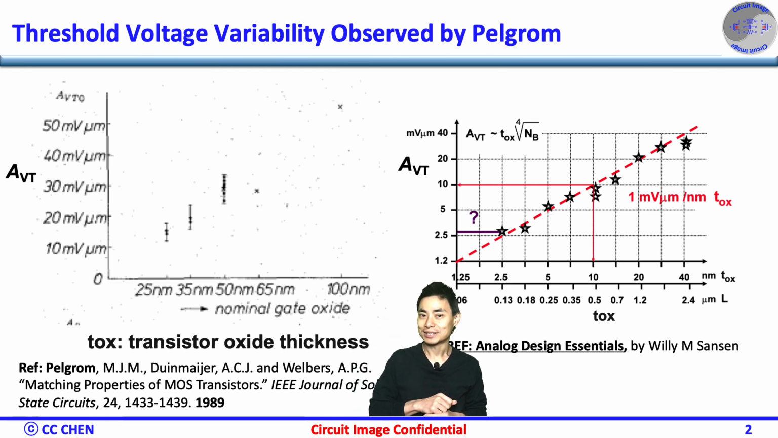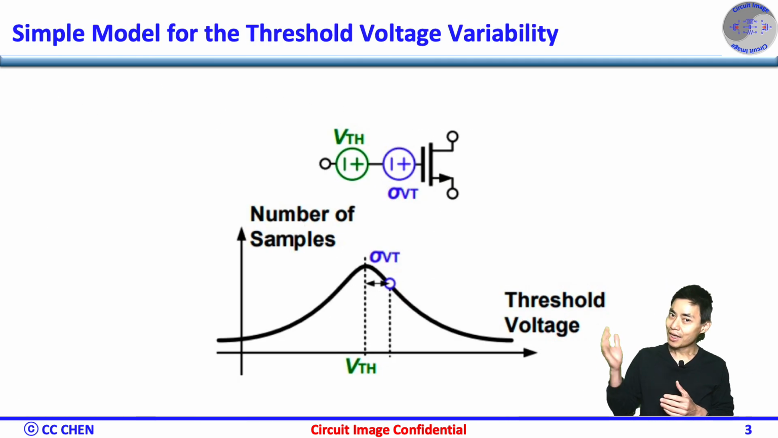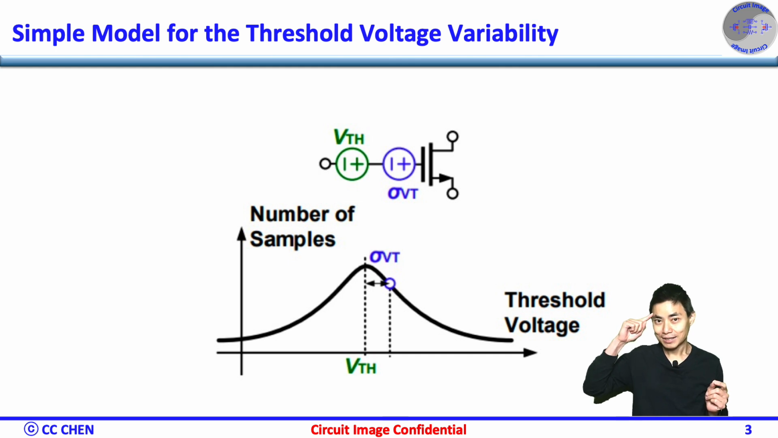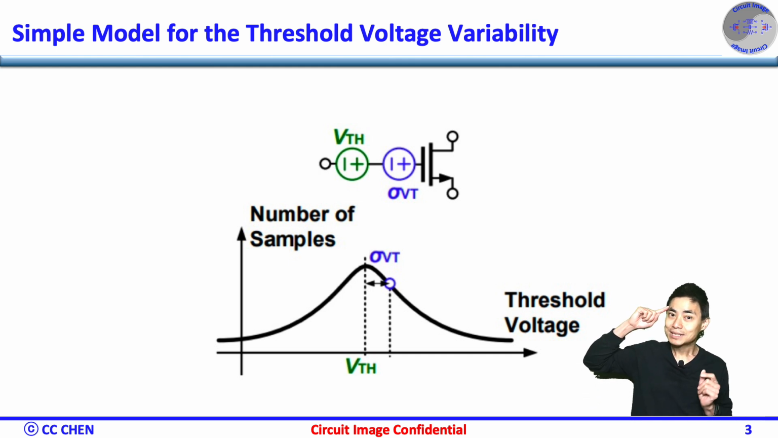According to our sanity check, the trend amazingly holds, ballpark, down to 7 nanometer, as AVT equals 1 millivolt-micrometer when T oxide equals 1 nanometer. Again, thanks to Pergun's observation, we now have a simple model for the threshold voltage variability, such that we not only can think intuitively, but also have a simple hand calculation in our design flow.